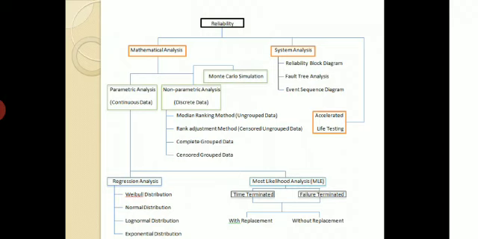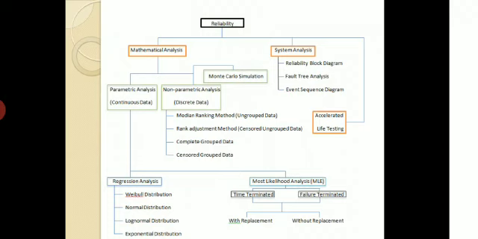Next, system analysis. Again we have reliability block diagrams (RBD), or series-parallel combination of both. And again we have fault tree analysis. We will discuss in detail about RBD, reliability block diagram, fault tree analysis, and event sequence diagram. So again we have accelerated life testing.